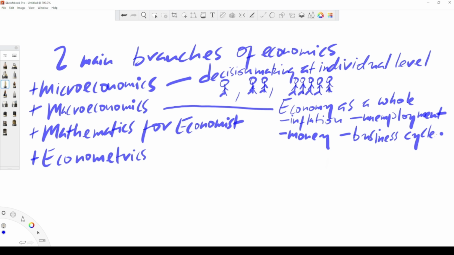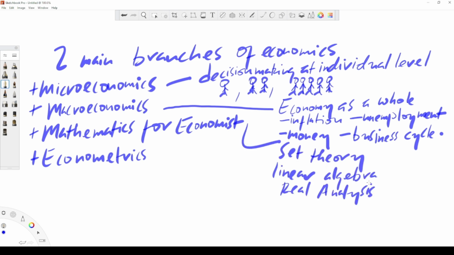Okay, and then mathematics for economics. So with mathematics for economics, I like to think of it as the framework for economics, or the foundation of economics. So it essentially gives economics structure. Okay, so in mathematics for economics, the key concepts you study will be set theory, linear algebra, and real analysis.